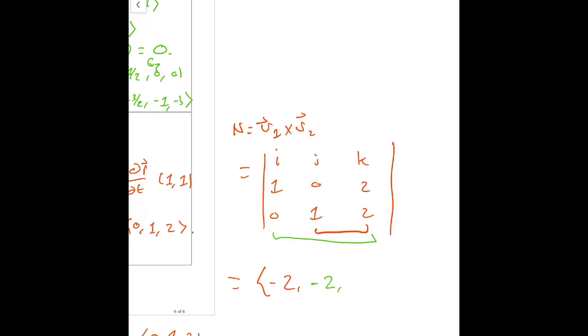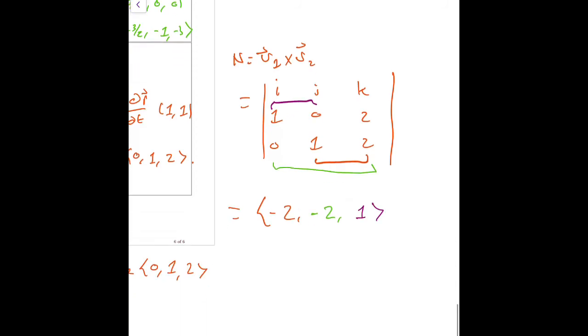And then finally, we're going to look at the determinant formed by the first two columns. That's equal to 1. Okay, so this is the normal vector. And then the equation for the plane is now pretty simple. It's going to be (-2, -2, 1) dotted with x minus r(1, 1).